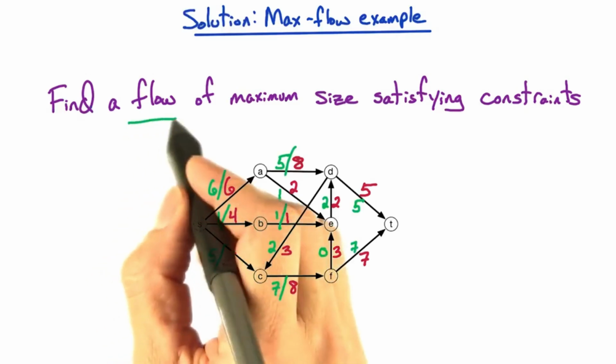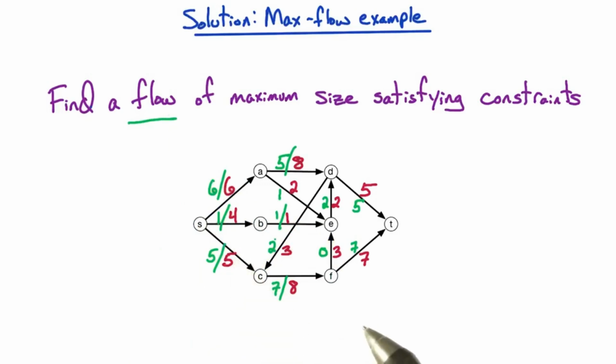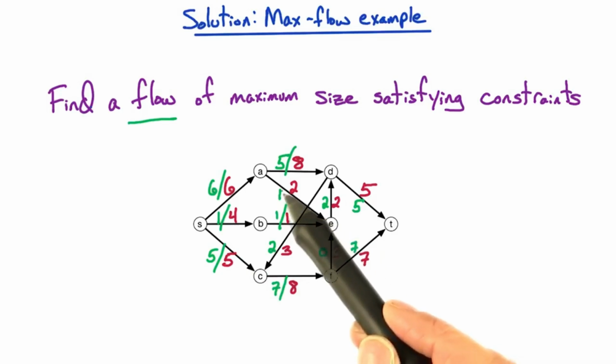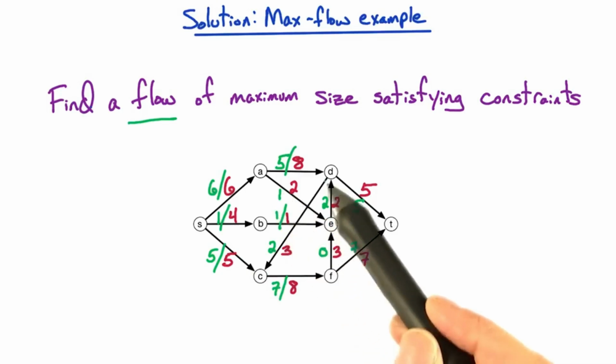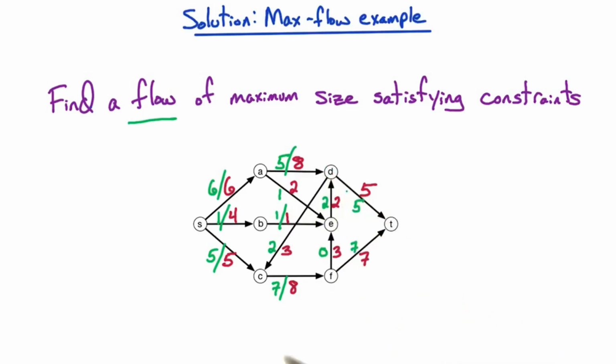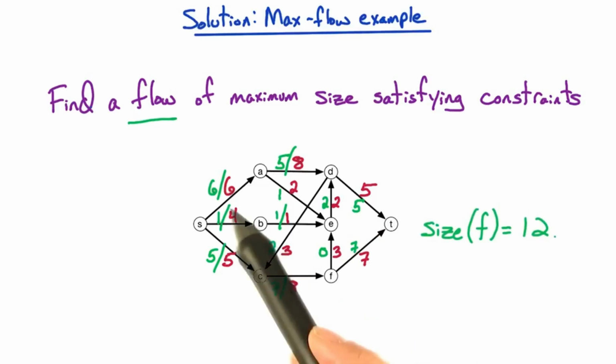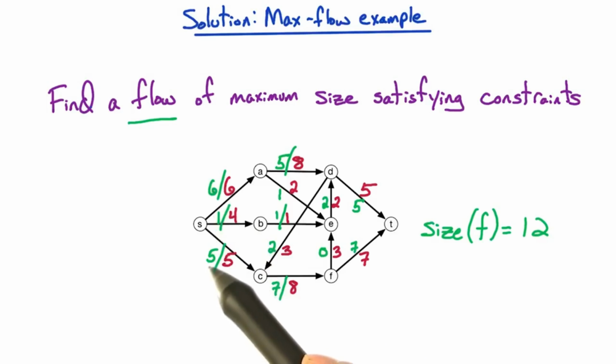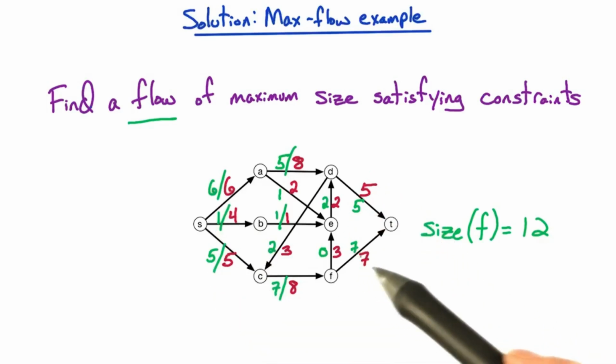The flow is specified by the green numbers along every edge, and the capacities, once again, are specified by the red numbers along every edge. Now notice for every vertex, the flow in equals the flow out. For instance, for vertex C, the flow in is 7, and the flow out is 7. For vertex E, the flow in is 1 plus 1, which is 2, and the flow out is 2. For vertex D, the flow in is 7, and the flow out is 7. And all of the flows along the edges are upper bounded by the capacities along those edges. And finally, the total flow size is 12, because there's 12 units of flow coming out of S, and there's 12 units of flow coming into T.